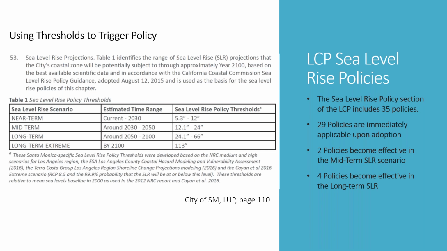And here in the policy section is that table that's translated into the basis for policies and for policies becoming effective. The dates are shown as an estimated time range, but the threshold is the measured sea level rise as monitored over time, which is required by our LCP. We determined at the beginning of the mid and the long-term levels based on the lower end of the sea level rise range for triggering the additional requirements.